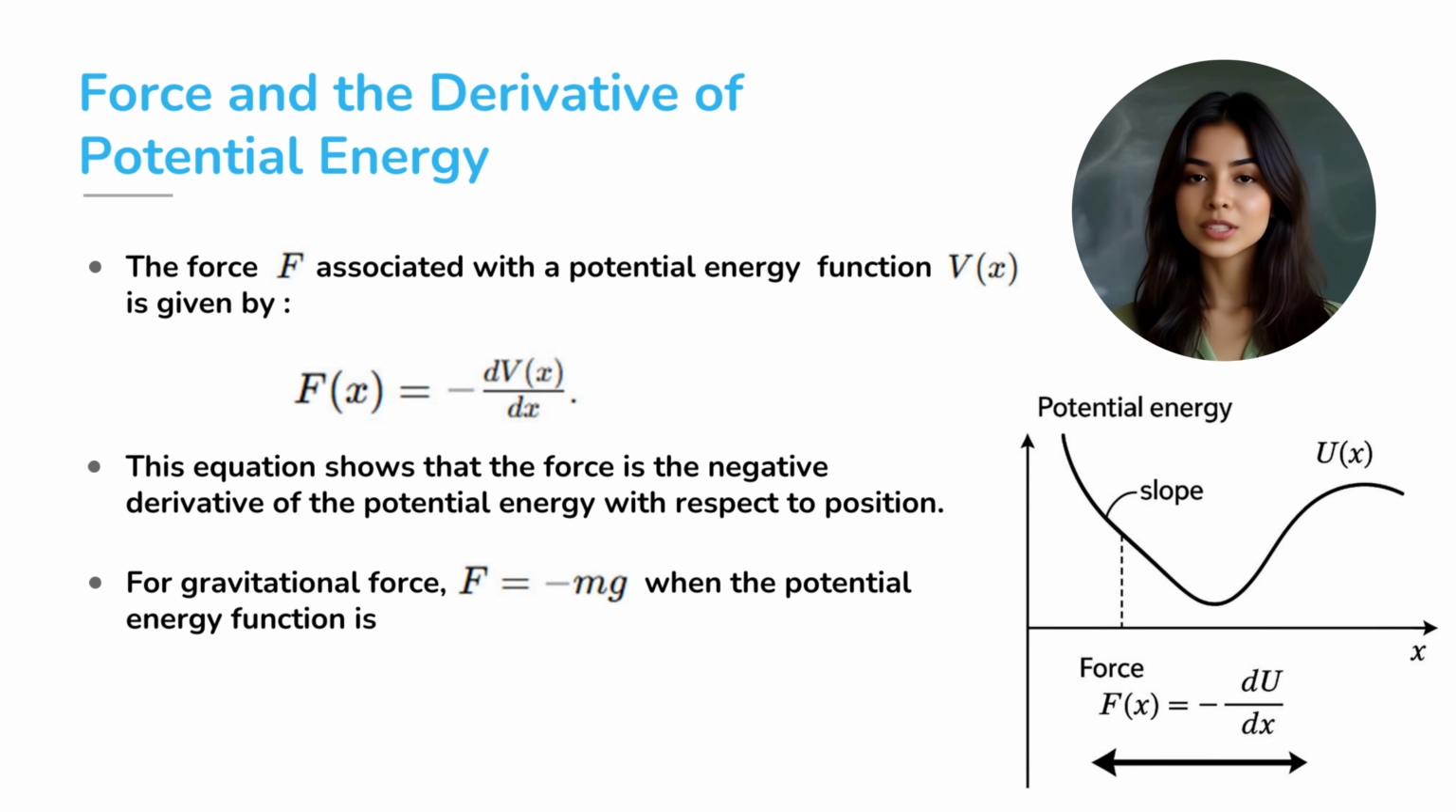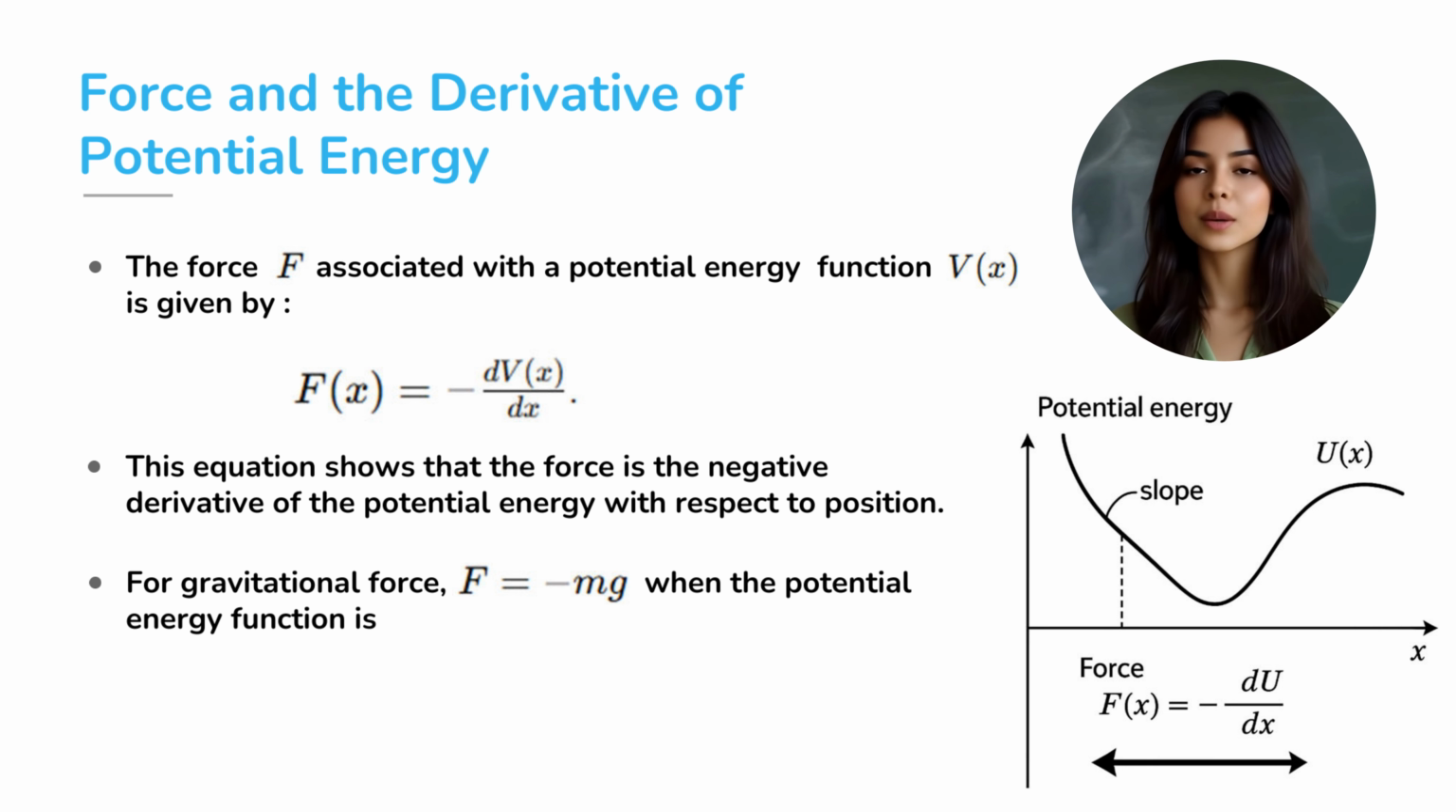Force of x equals negative dV of x over dx. F of x equals negative dV of x over dx. This tells us that the force is related to the rate of change of potential energy with respect to position. So, the harder you push, the more energy gets stored.